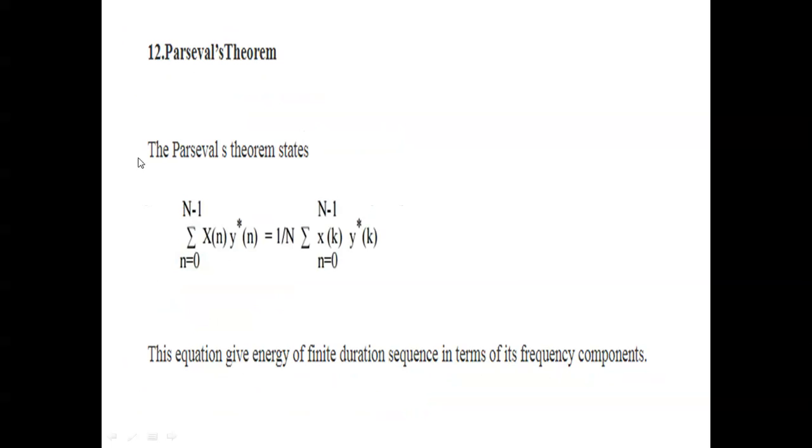And Parseval theorem. The formula states that the summation from n equal to 0 to N minus 1 of x of n y complex conjugate of n is equal to 1 by N times the summation from k equal to 0 to N minus 1 of X of k Y complex conjugate of k. So this equation gives the energy of a finite duration sequence in terms of its frequency components.